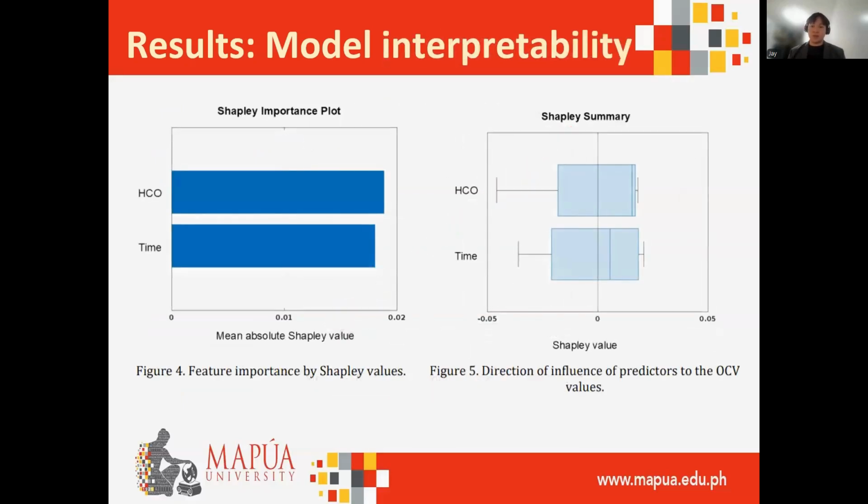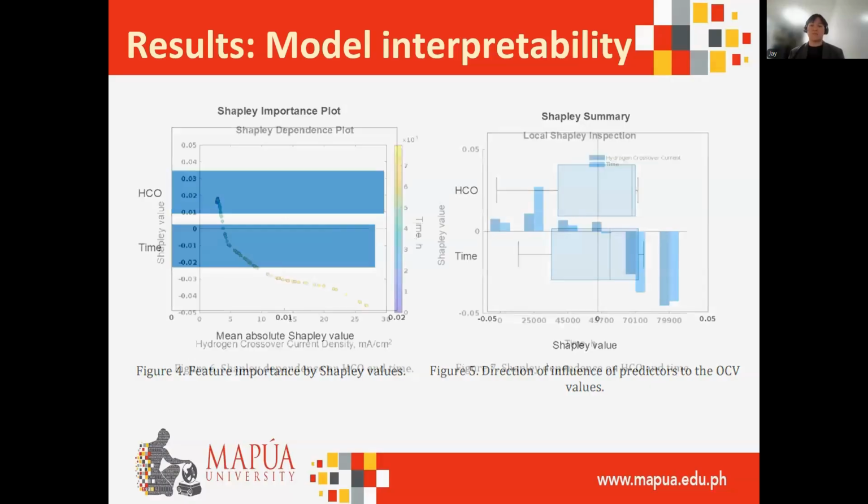So to interpret the model, global Shapley value analysis was performed. Figure 4 shows that both hydrogen crossover rate and operating time are significant predictors of OCV, with hydrogen crossover exhibiting slightly higher overall contribution. Figure 5 represents the distribution of Shapley values, which reveals that both variables exert positive and negative influences depending on the operational stage. This variability also suggests a complex, nonlinear interaction between hydrogen crossover and time in determining voltage decay.